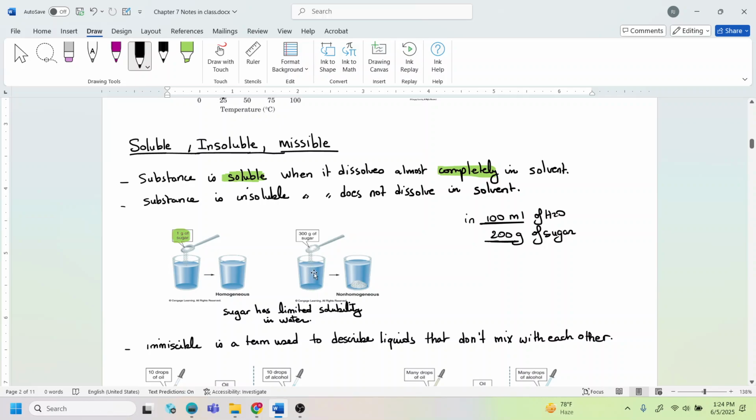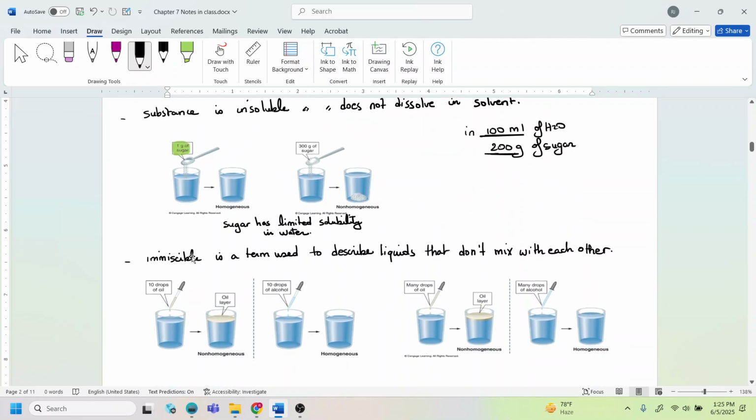On the other hand, if I add 300 grams of sugar in 100 mL of water, I know that the maximum capacity of the 100 mL is just 200 grams. So there's an extra 100 grams that will precipitate. This makes the solution a non-homogeneous solution, and it makes the 300 grams of sugar not soluble in water, or insoluble in water. So the term insoluble, we use whenever the solute does not dissolve in the solvent completely.